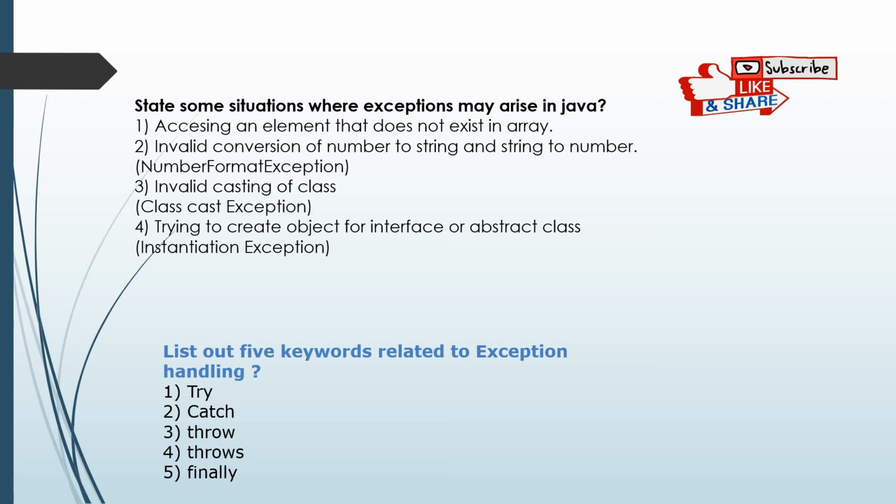They will ask about situations where exceptions arise: accessing an element that does not exist in an array, invalid conversion of number to string and string to number, number format exceptions, invalid casting of a class, trying to create an instance of an interface or abstract class. These are questions they may ask in terms of Java, as well as in terms of Selenium: how you fix stale element exceptions, and no such element found exceptions. These exceptions come under Selenium as well.